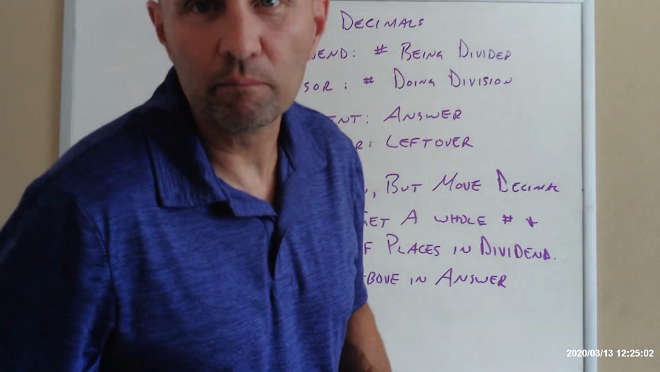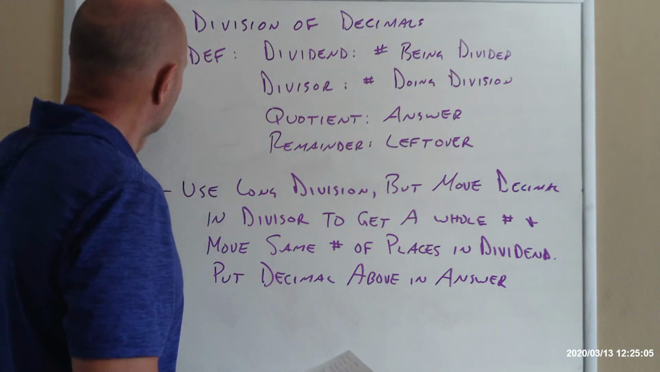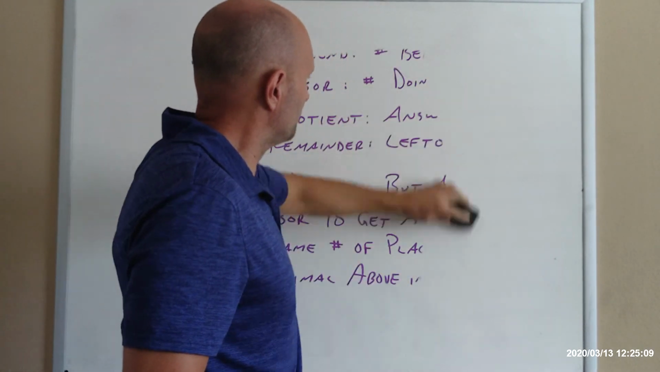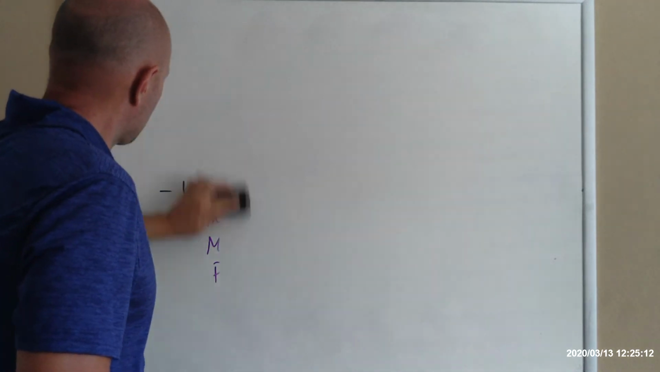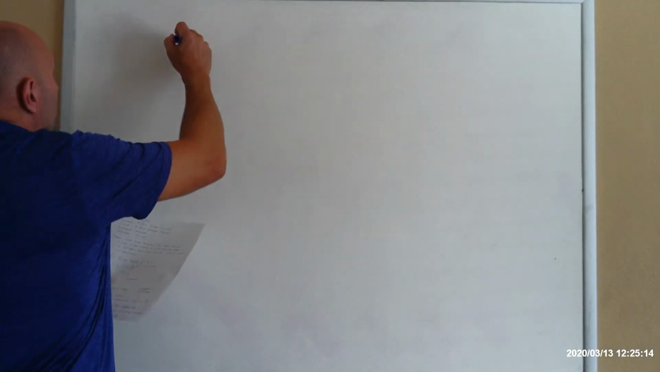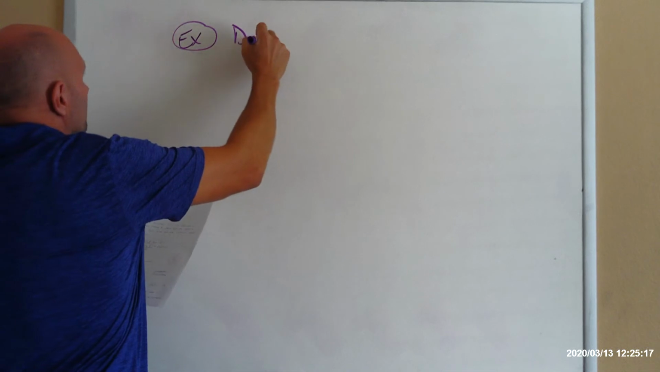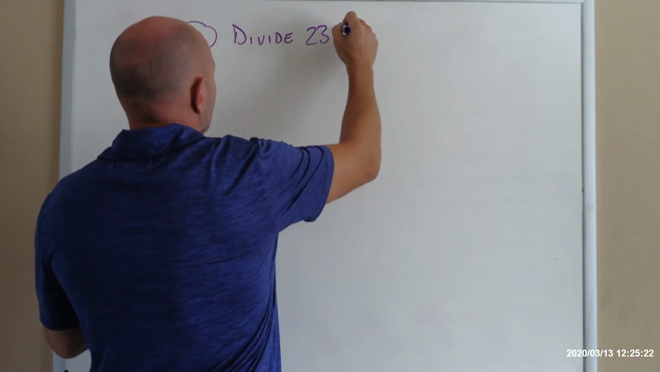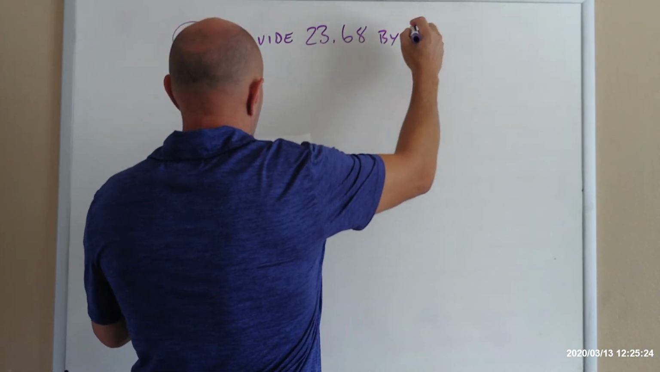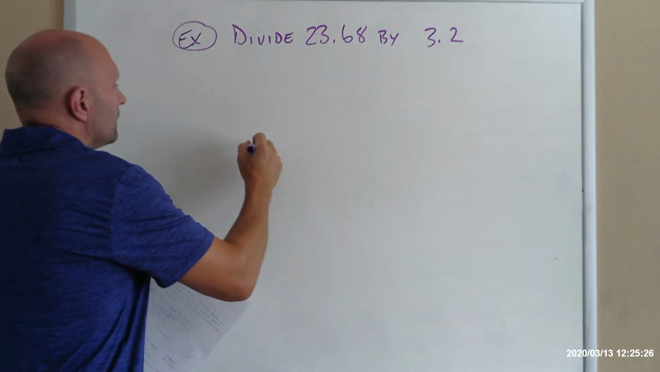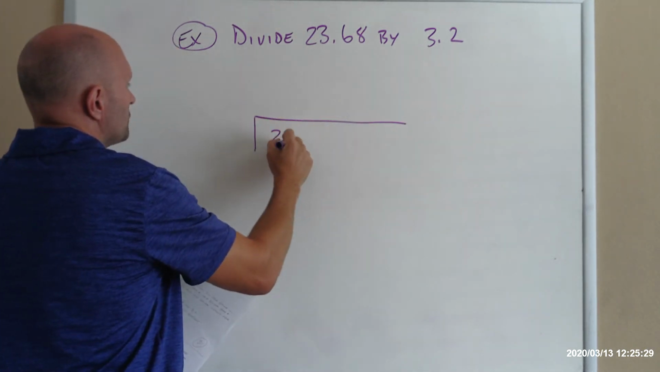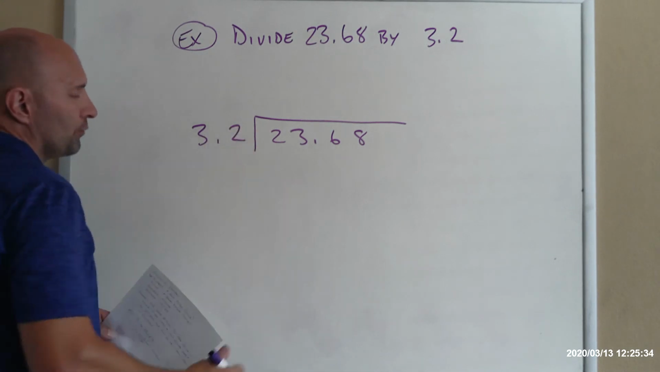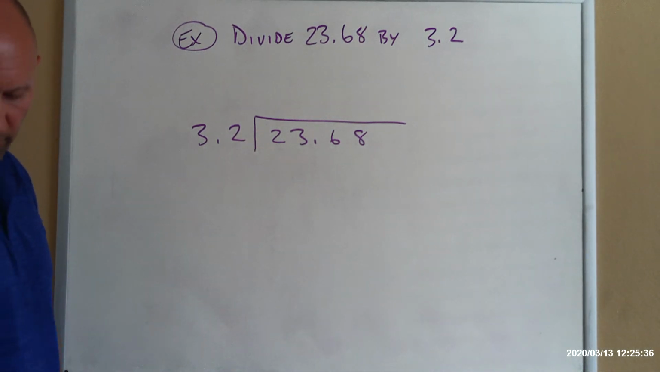So again, I've got about 2 minutes here on this video that I can finish up. So if you need to pause and catch up, that's fine. I want to get this example worked for you guys. So the example is divide 23.68 by 3.2. So we set it up like long division, 23.68, and 3.2 is what's dividing. That goes on the outside.